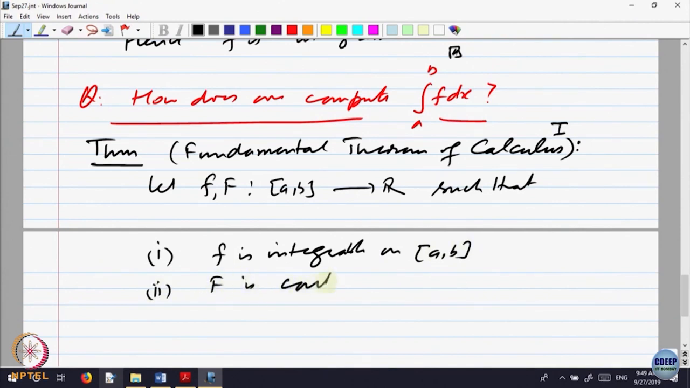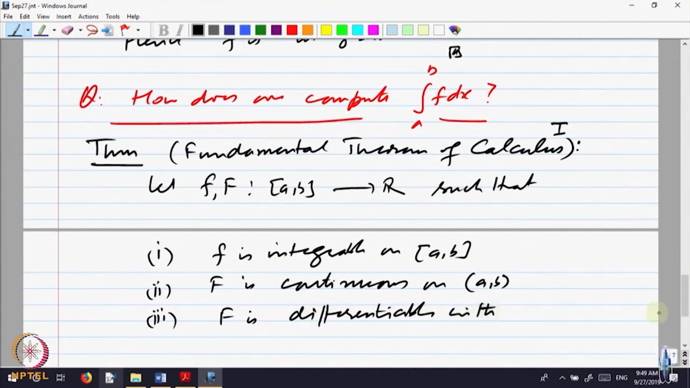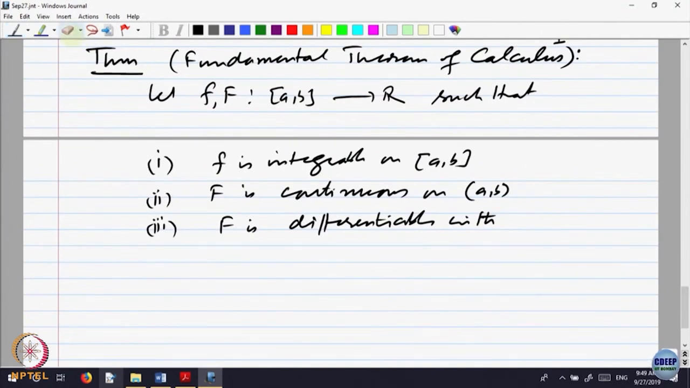Capital F is continuous on at least the open interval a b, and F is differentiable... sorry, no, continuous in the closed interval, I am sorry, we should say F is continuous in the closed interval and is differentiable at least in the open interval. Capital F is continuous and differentiable in interval a b such that its derivative is the function f of x.